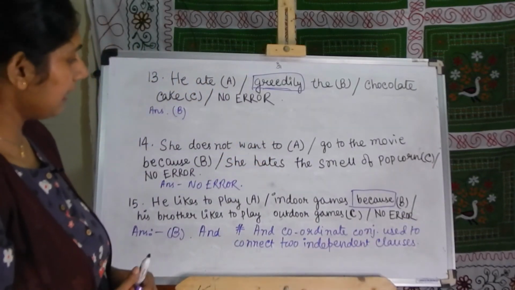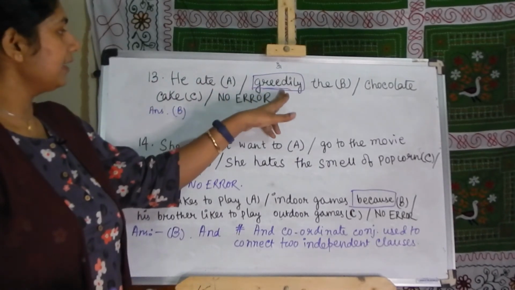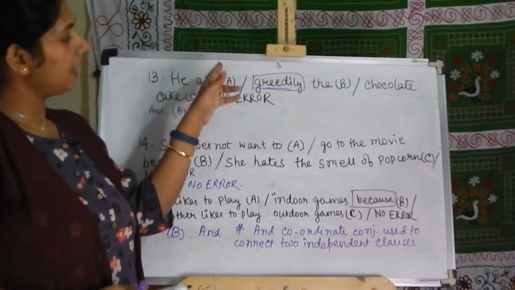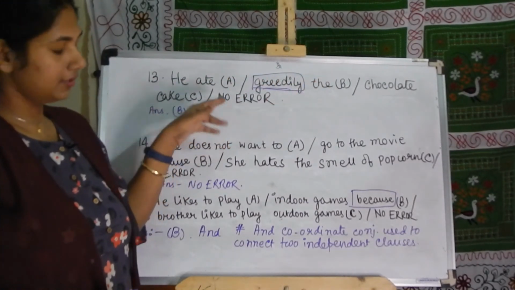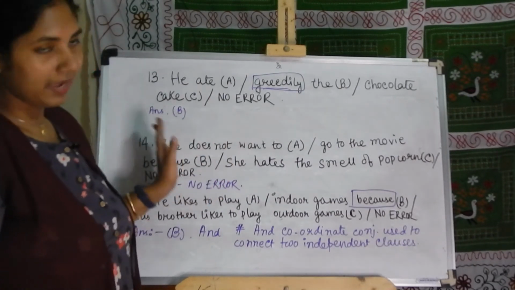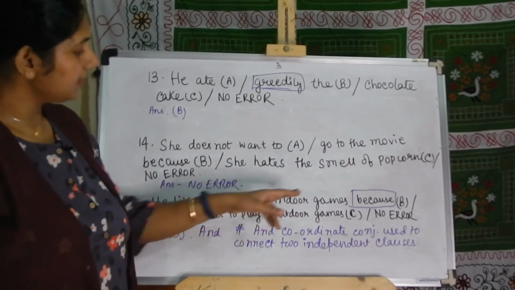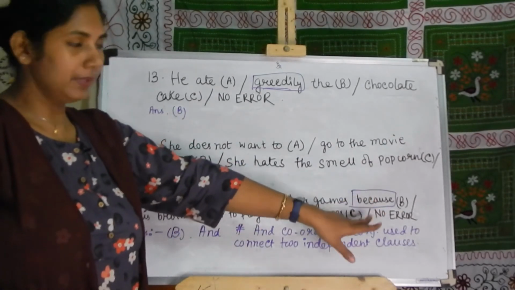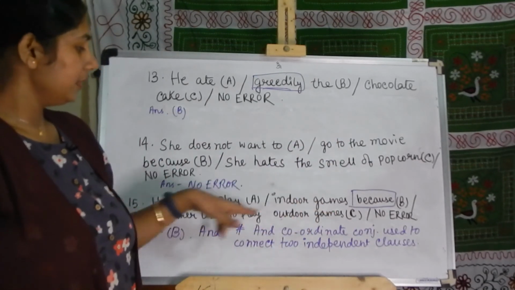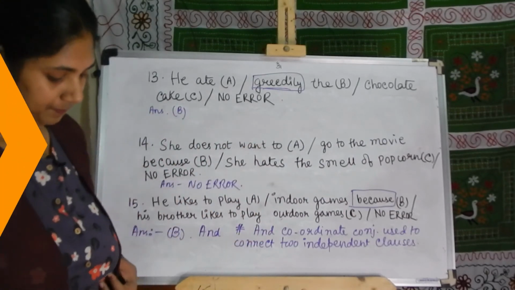So I am repeating again. In the first section, greedily has to be replaced either before the verb or at the end of the clause. In question number 14 there isn't any error, and in question number 15 you have to write and instead of because. And is a coordinate conjunction which is used to connect two independent clauses.